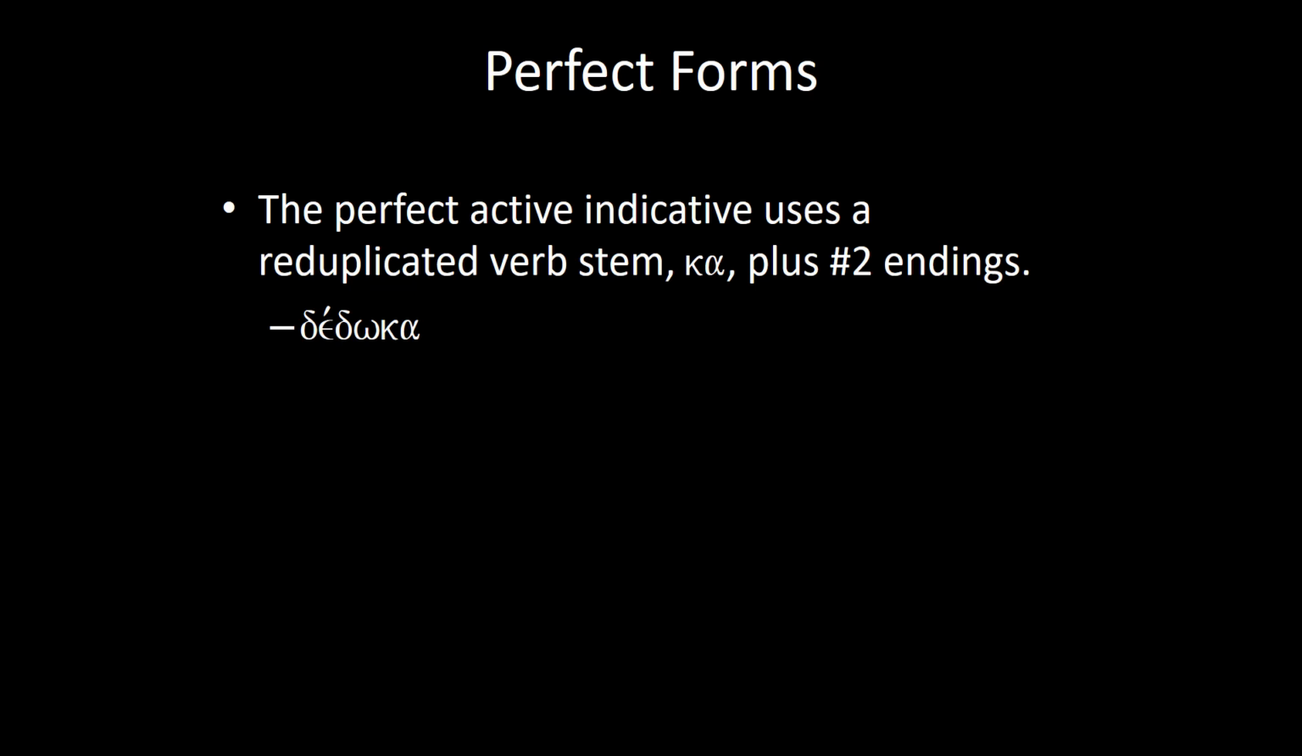So just make yourself a note. If it has augment plus kappa alpha, it's aorist. If it has reduplication plus kappa alpha, it's perfect. It wouldn't hurt you to write down a couple of these forms because they are somewhat common.